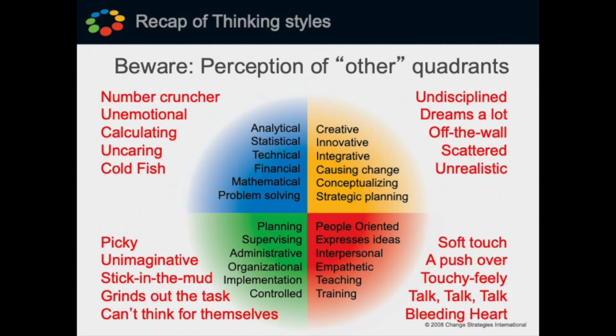So the way that we talk is the way that we're perceived. Beware of negative perceptions of other quadrants. Don't think of the yellows as undisciplined dreamers that are scattered and unrealistic. Don't think of blues as unemotional number crunchers. Don't think of greens as picky, unimaginative, grinded out. And don't think of the reds as pushovers, touchy-feely, bleeding hearts. There's a role for each thinking style in this world.